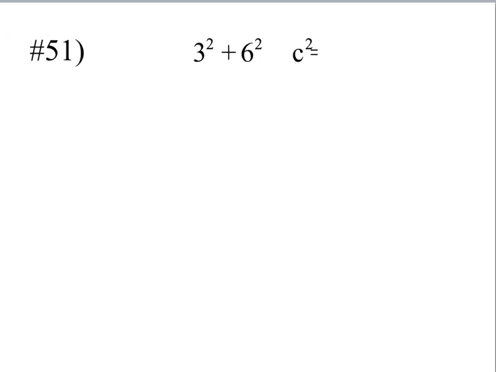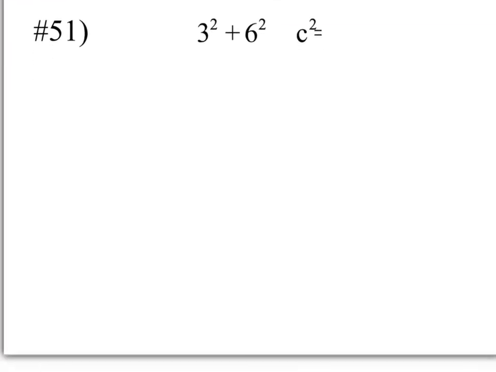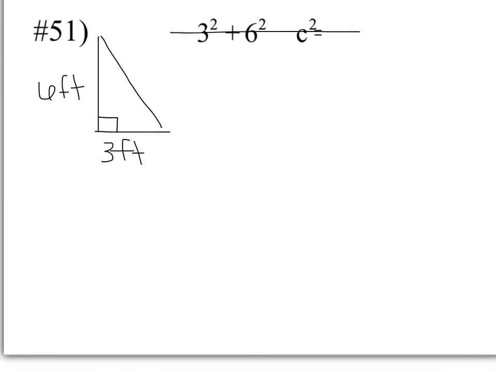Number 51 has a triangle that looks like this. And it says this side is 6 feet and this side is 3 feet. And the directions are they want us to find the unknown side. When you're dealing with right triangles, you can always use the Pythagorean Theorem. Just ignore this for right now.